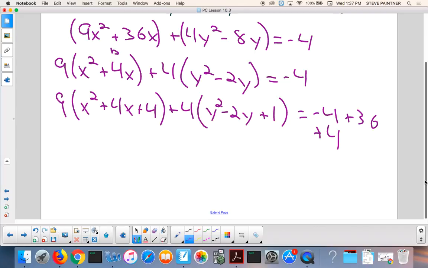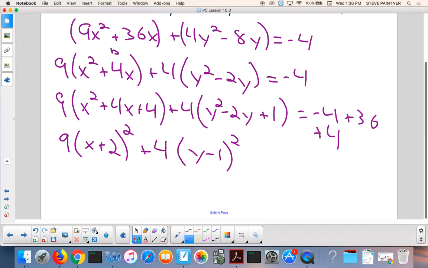Alright, let's start simplifying. I'm going to have 9 times what here? What is this going to simplify to? X plus 2, what? Squared. Yep, this is a perfect square trinomial. That's what we were trying to achieve. What's going to be in the parentheses for the y's? Minus 1 squared. It's a minus because we have that minus 2 in the middle. Equals minus 4 plus 36. It's 36.